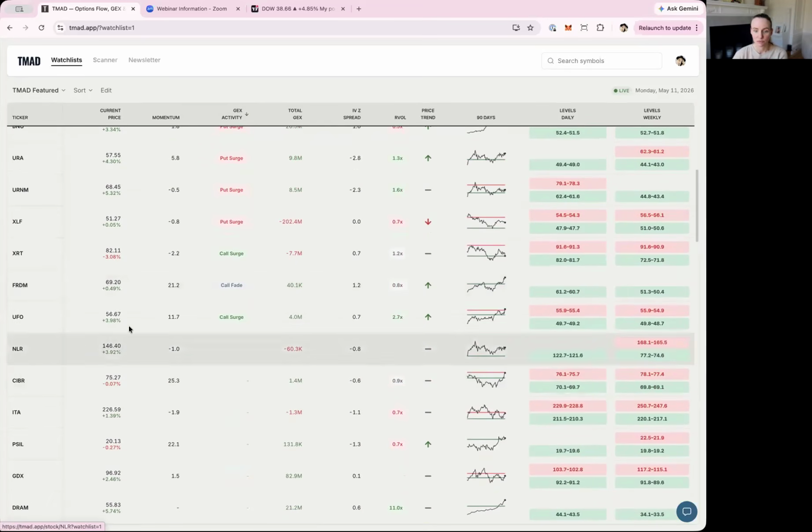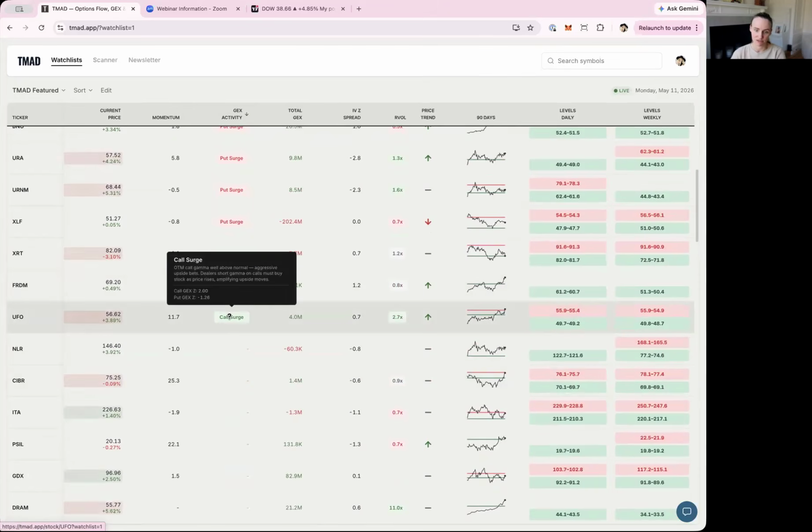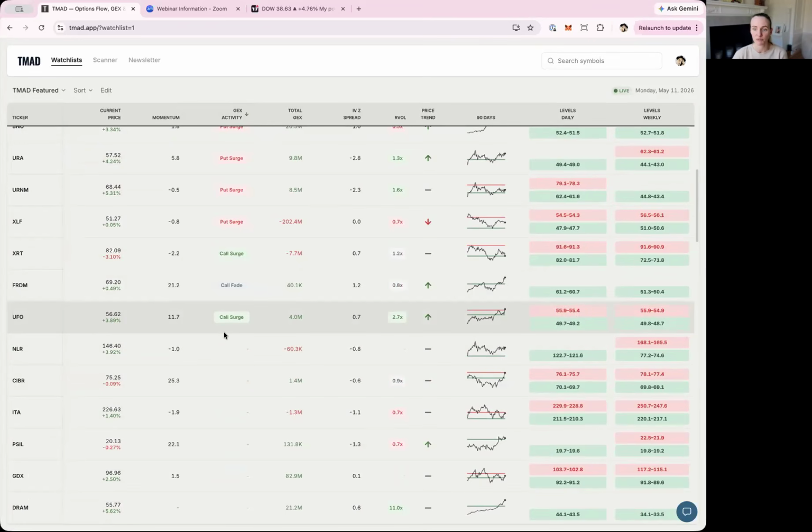It's like, okay, I want to see what has a call surge, right? Call surge is a very strong bullish sign. So you can just look at this and, for example, here UFO has call surge, and the second very important metric you look at is relative volume. Why? Because when you trade, especially breakouts, you don't want to have less than one relative volume, because it means that the breakout might be a fake out.